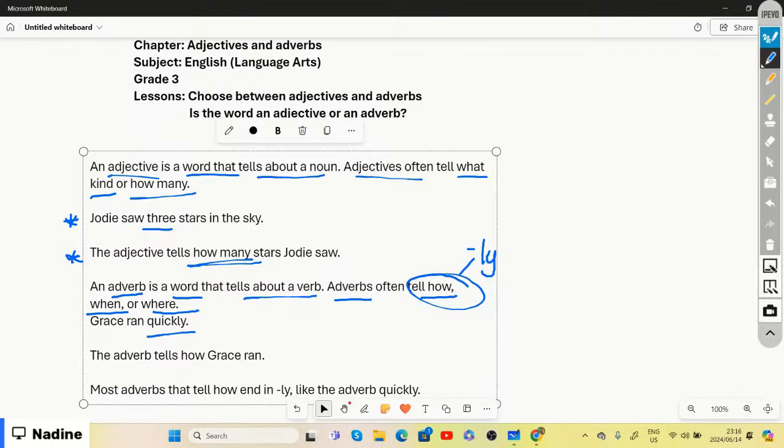And once again, we said an adjective is a word that tells us about the noun, and adjectives often tell us either what kind or how many. So they can tell us what kind of dress. It can be a red dress, a long dress, a summer dress, a short dress, or it can be how many. It can be five, many, several, few.